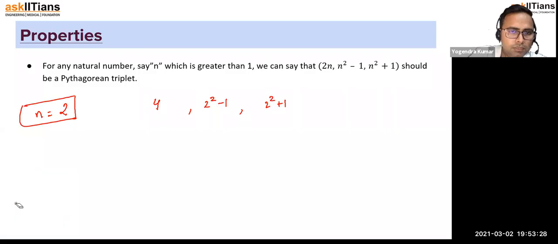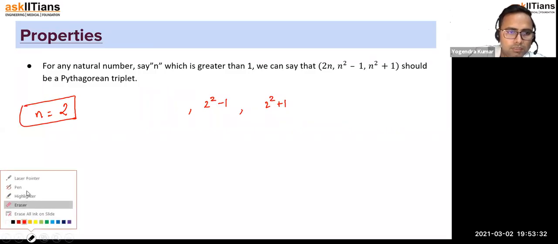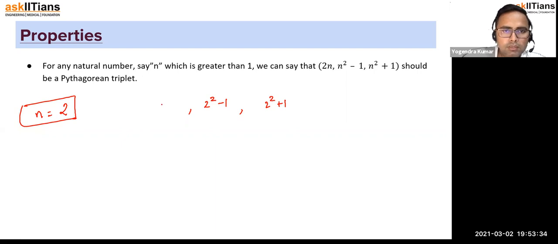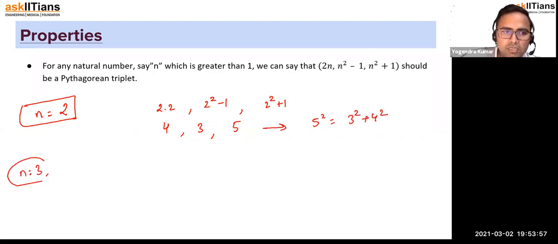Give me 1 minute, guys. I'm so sorry, I'm correcting it. Here 2 times 2, right? 2n. So what are we getting here? 4, here 3, and here 5. Are they not a Pythagorean triplet, right? The square of this will give you the sum of the squares of these, right? 5 square is the same as 3 square plus 4 square. We verified. Now let's say n is equal to 3, right?